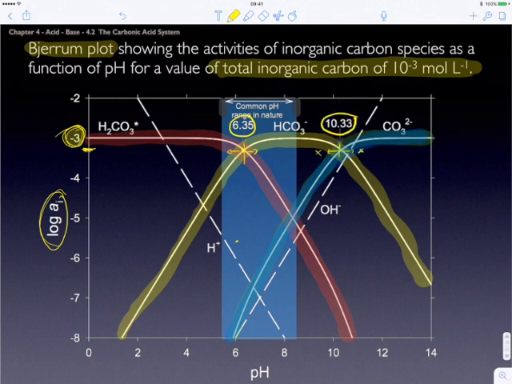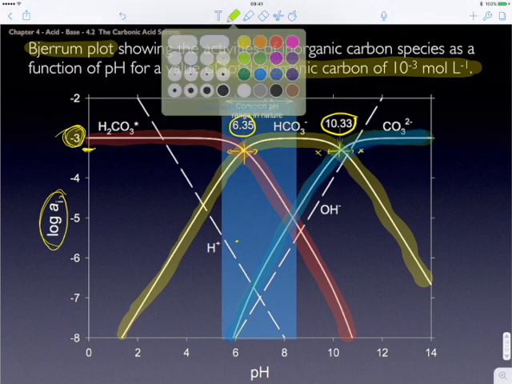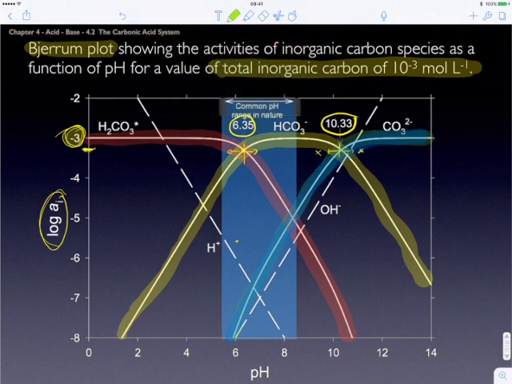So again, at a pH smaller than this pKa1, you have mostly carbonic acid. In between those, you will have mostly bicarbonate, and at pH above 10.33 you will have carbonate.